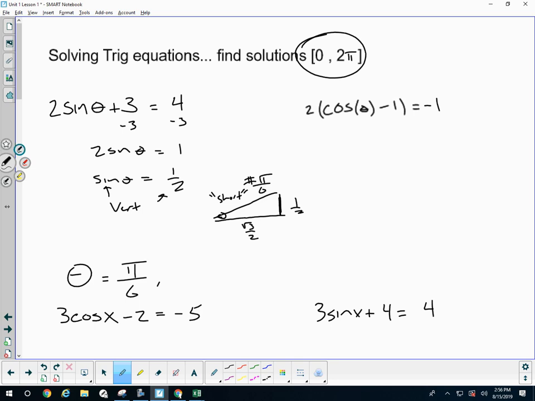Now, here's an easy way to remember the other locations. I like to do this. Remember this acronym, ASTC, all students take calculus. This is telling me which trig function is positive in which quadrant. So, all trig functions are positive in the first quadrant. So sine's positive, that's why pi/6 works. Sine is positive in the second quadrant. So since sine of theta equals positive 1/2, that's why I know I need that pi/6 in the second quadrant.